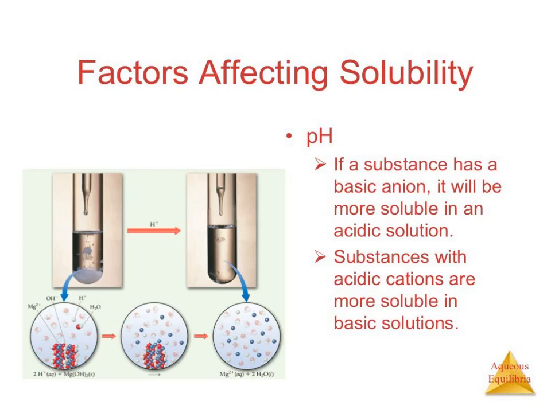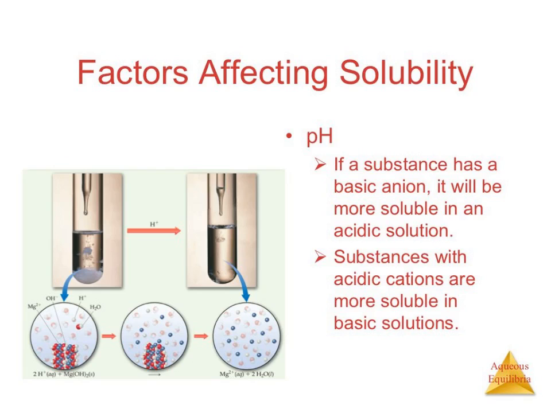Okay, and then just a couple general rules here. Now you should read more about this in the book than what is here. But if a substance has a basic anion, it's going to be more soluble in an acidic solution. So you can think about this again in terms of Le Chatelier. The one they have in the book is magnesium hydroxide.